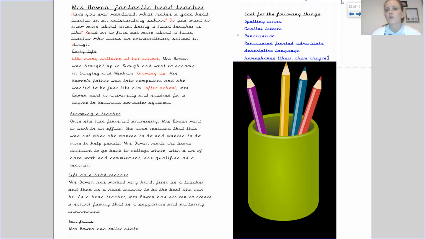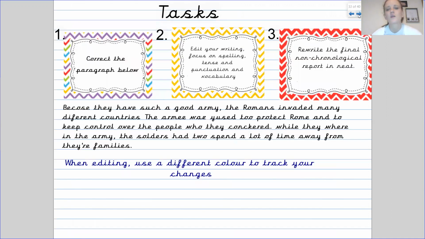All right. So your 3 tasks today are as follows. You're going to start off by correcting the paragraph that is below. Right? You're looking for spelling mistakes, you're looking for corrected homophones, you're looking for punctuation mistakes, any grammar mistakes, capital letters. So pause the video and rewrite this paragraph, correcting it. You can use a different color to do the corrections as well. Then, once you've finished that paragraph, go back to your non-chronological report about Mrs. Bowen and edit your writing.